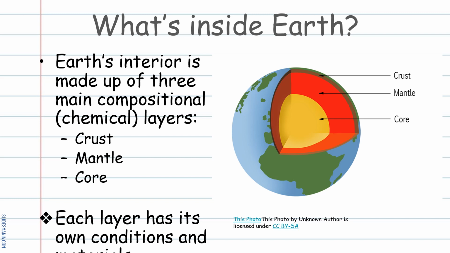What's inside our Earth is the question being presented to the students today. Earth's interior is made up of three main compositional chemical layers: the crust, the mantle, and the core. As you see in this diagram, this image shows you the inside of our Earth, the core, the mantle, and the crust displayed. Each layer has its own conditions and materials.